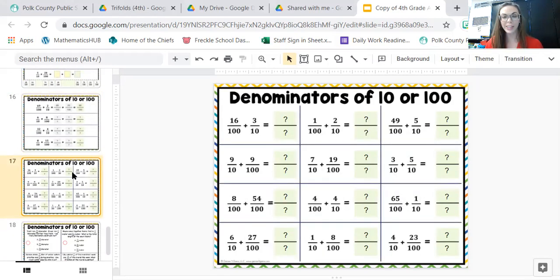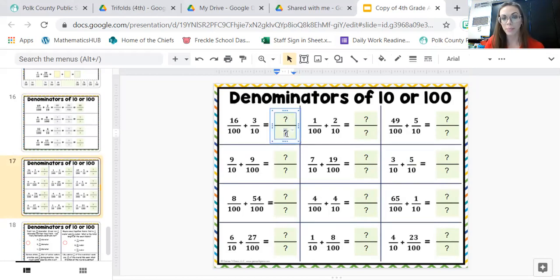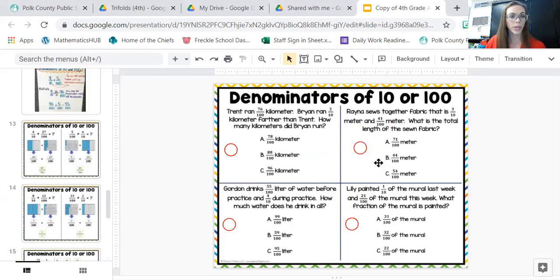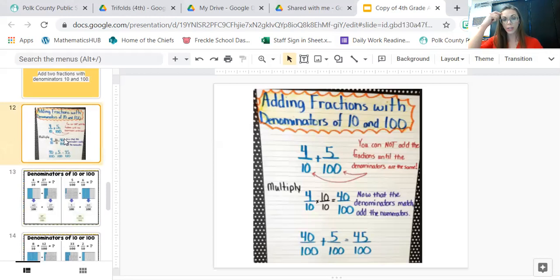Okay, if you get to this slide, same thing. You can use your notebook paper to add them together. Here, you only need to type in the sum. Okay, we're using those hundredths. Make them hundredths, add them together. That's slide 17. If you get to 18, these are some word problems to try. You can use your paper to solve them and move the circle around to whichever one you think is the correct answer. Okay, so you can use this anchor chart to remind you, use equivalent fractions to get 100 in the denominator, and then you can add them together.